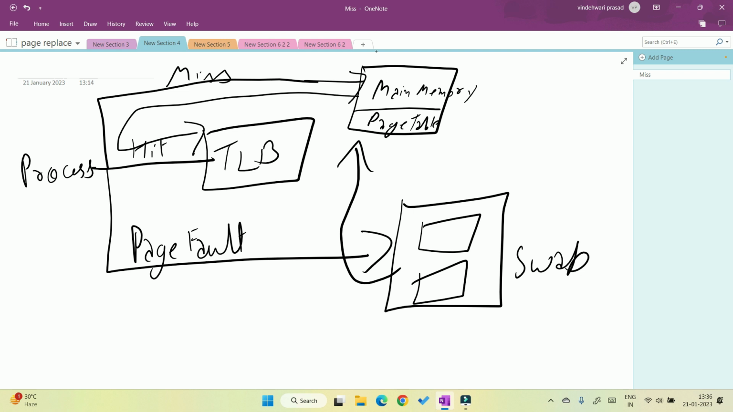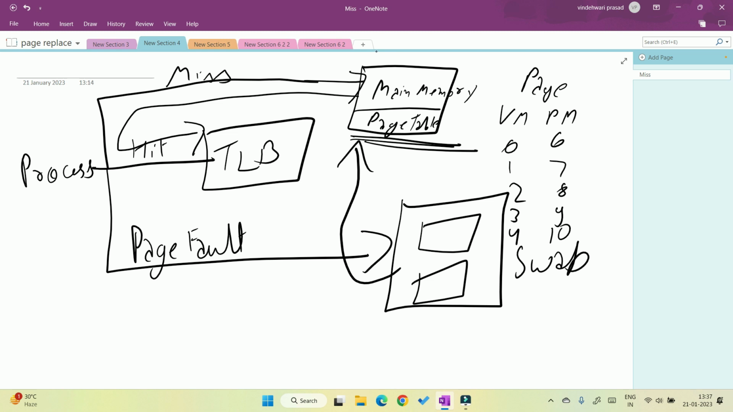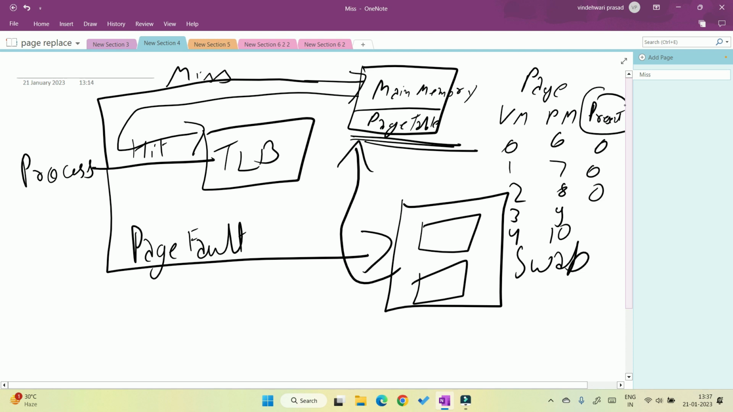How will the page table know whether this page frame is present in the main memory or the secondary memory? It will know with an extra bit. You know that the page table contains virtual memory and physical memory addresses. So suppose you have 4 or 5 pages, you have this type of mapping. Along with that, the page table contains one more bit, called the present bit. If the present bit is 0, that means the page frame is present in the main memory. But if the bit is 1, that means this page frame is present in the secondary memory.